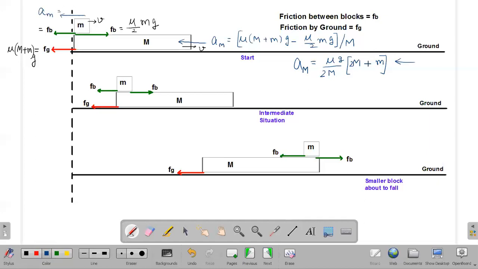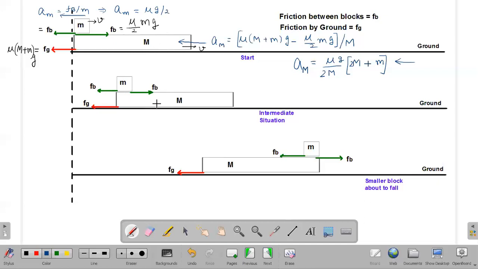That acceleration will actually be the friction between the blocks divided by the mass m. If I evaluate it, I get the acceleration of upper mass m as friction between the blocks divided by m. Friction between the blocks is mu by 2 mg, so I divide it by small m, and I get mu g divided by 2.